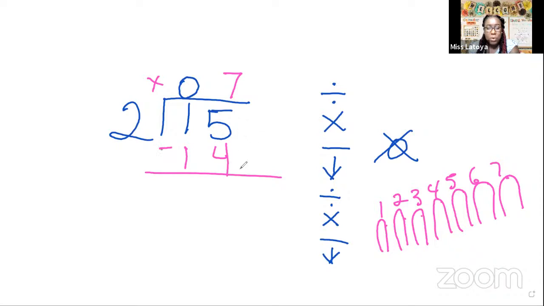5 take away 4 is going to remain what? 1. 1 take away 1 is 0. So how much times could 2 go into 15? 2 can go into 15 7 times with a remainder of 1. I hope you understand this. Let's do another question.